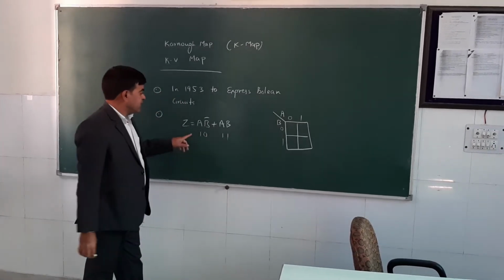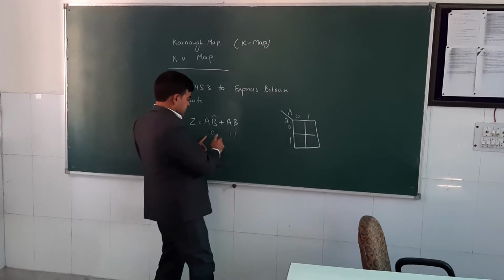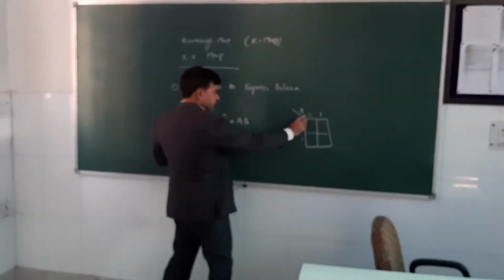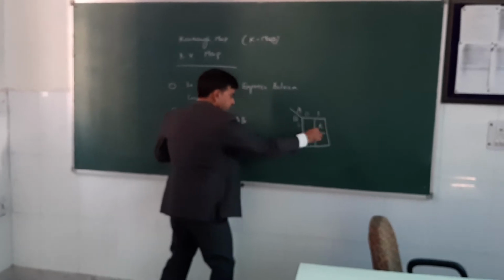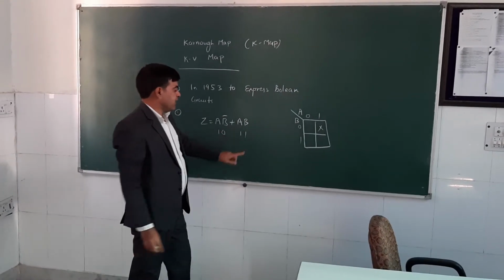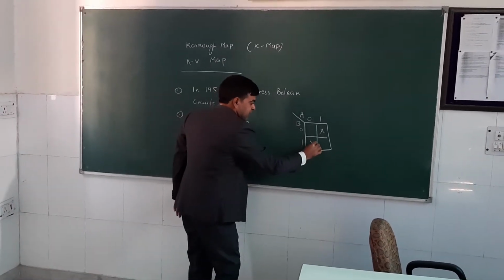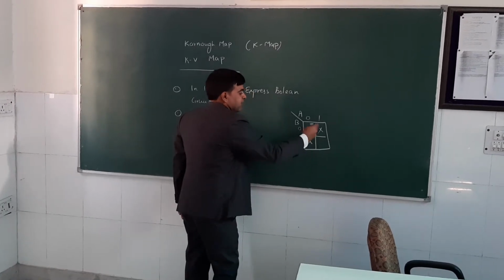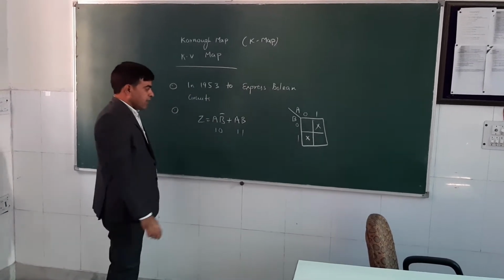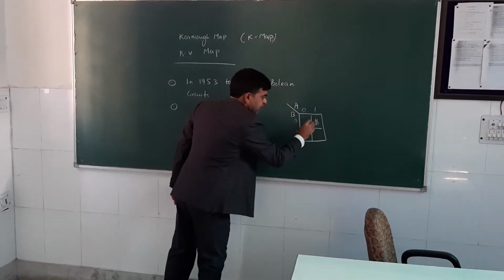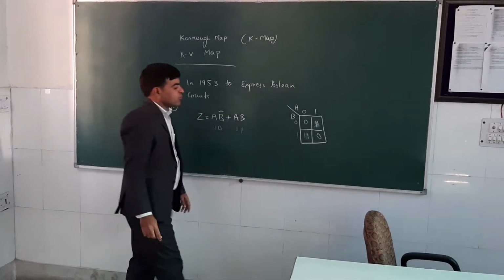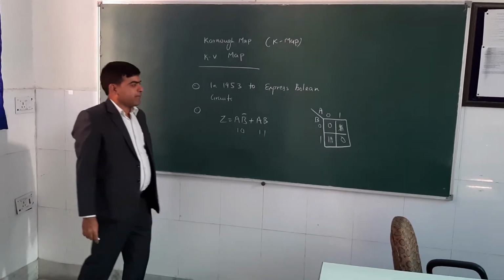So the possibilities are 0 1 and 1 1. These two terms will be placed in their cells, and the rest we can fill with zeros. So here I will write 1, I will write 1 here, and the rest will be 0. So this is about the two variable K-map.